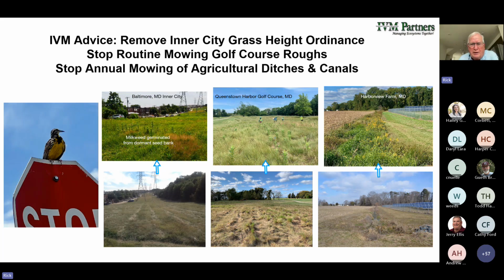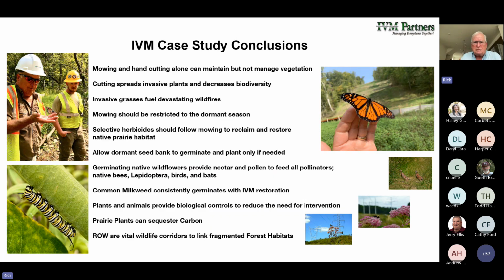And then the farms, they mow these ditches, both for agriculture, and that fence is for a solar site. We did selective treatments, and you can manage all of this acreage for habitat. So to sum up, if you mow and hand cut, you can maintain vegetation, but you can't manage. You spread the invasive plants, you decrease biodiversity. The invasive grasses are what's fueling the wildfires. If you do mow, do it in the dormant season. Don't do it when insects need that nectar.